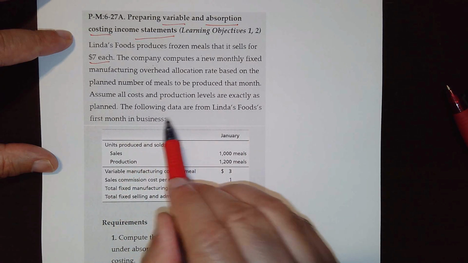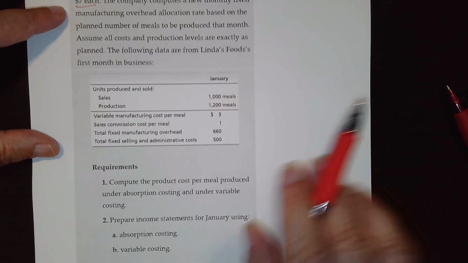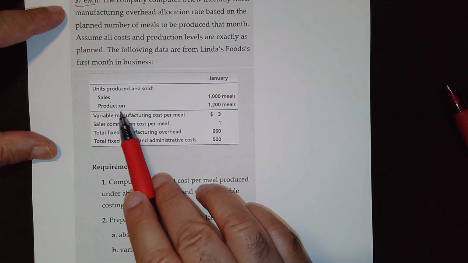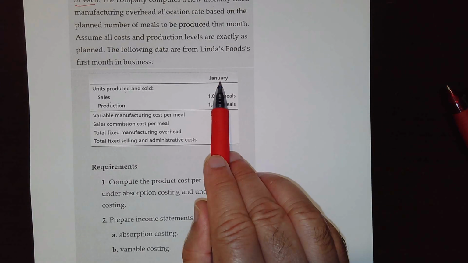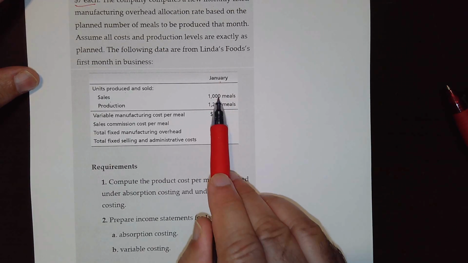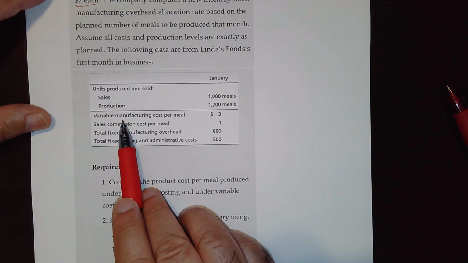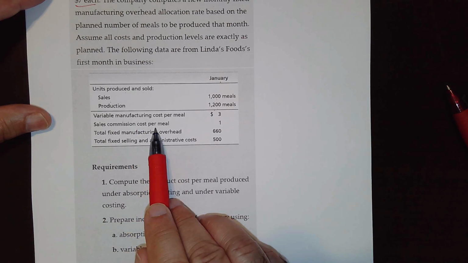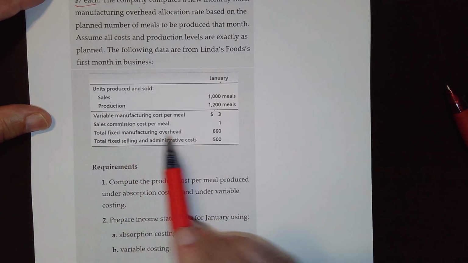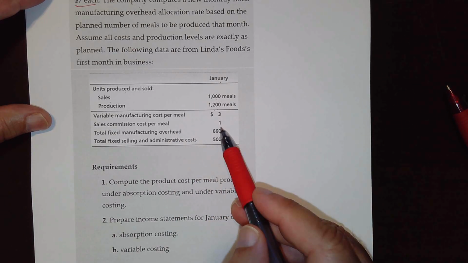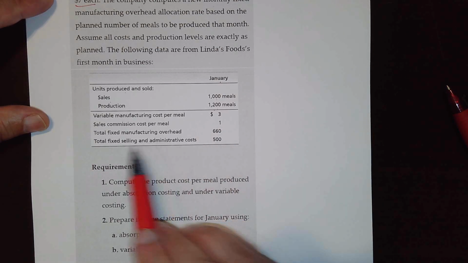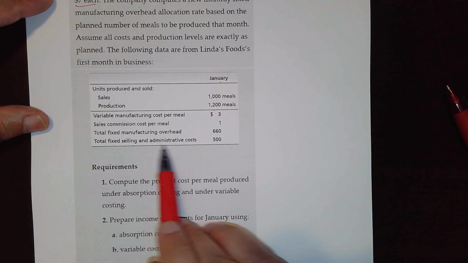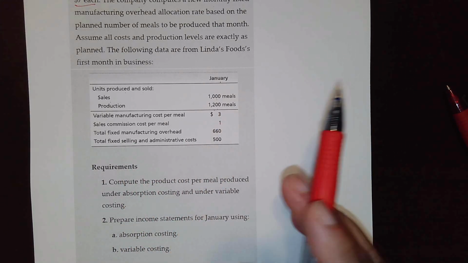Then the following data are from Linda's Foods' first month in business. What we are told is units produced and sold. Sales 1,000 meals, production 1,200 meals. So basically in the month of January, they produced 1,200 meals and they sold 1,000. The variable manufacturing cost per meal to prepare is $3. Sales commission that we have to pay per meal is $1. So if somebody is selling 5 meals, they will receive 5 $1 bills, or $5. Total fixed manufacturing overhead is $660, and total selling and administrative cost is $500. That information is given to us.